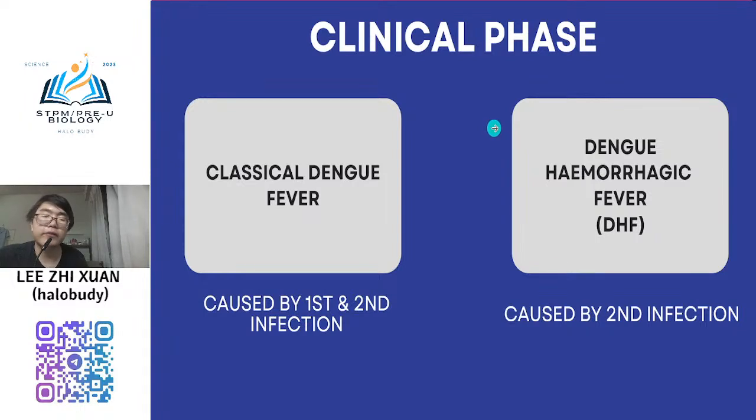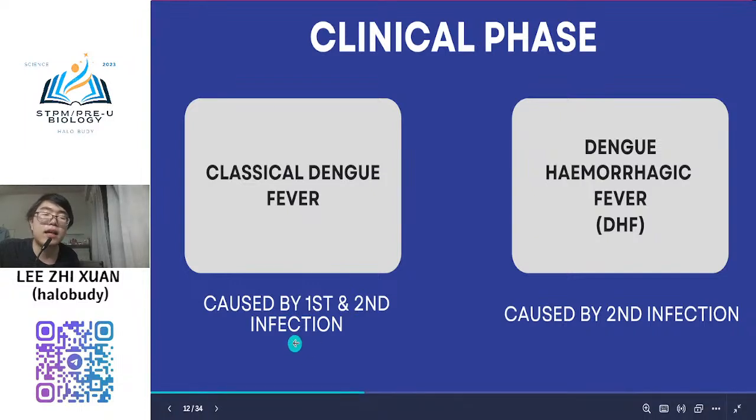Okay, so after that, what are the effects? The effect is you will get either classical dengue fever or the serious one, dengue hemorrhagic fever, DHF. Normally, if caused by first and second infection, you will get classical dengue fever. This is just a normal dengue fever. So it may be caused by primary and secondary infection.